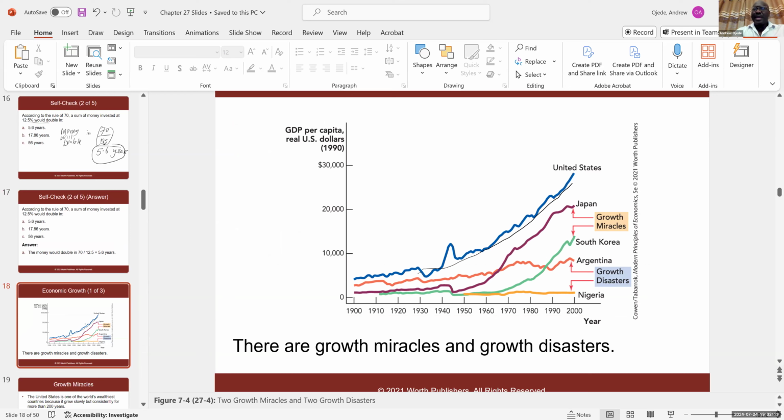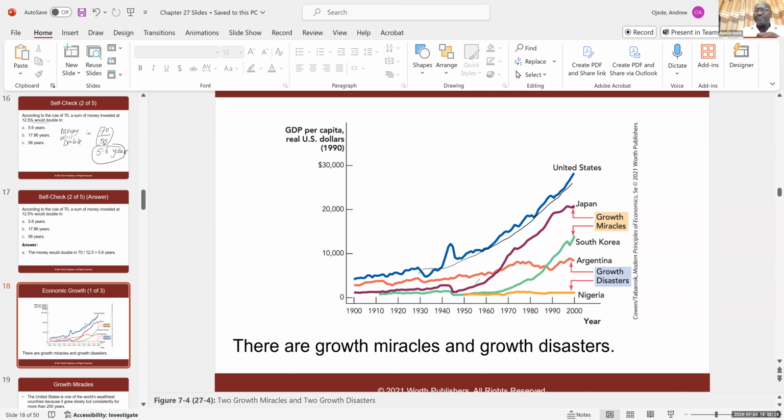Okay, countries like Japan. Japan used to be very poor up to about the 1950s, after World War II. The Japanese economy started growing at like 7.2% every year. Look at how Japan is today in contemporary times. Japan was able to increase economic growth. So that's a growth miracle.